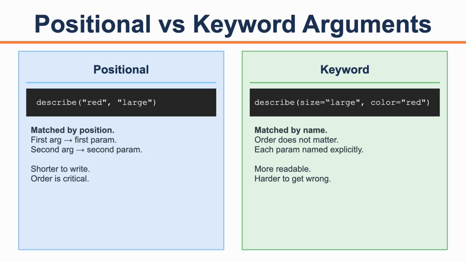Positional arguments are shorter to write but require you to remember the correct order. Keyword arguments take a little more typing but make the call easier to read and harder to get wrong.